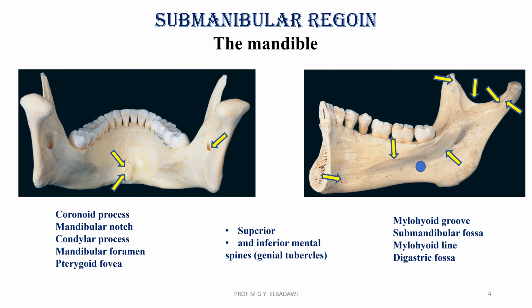That is the digastric fossa, which gives origin to the anterior belly of digastric. That is the sublingual fossa, which lodges the sublingual salivary gland. And this is the lingula here, which gives attachment to the sphenomandibular ligament from the spine of the sphenoid to the lingula over here.